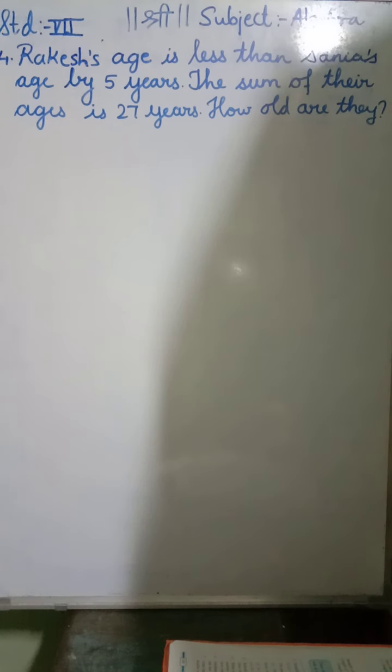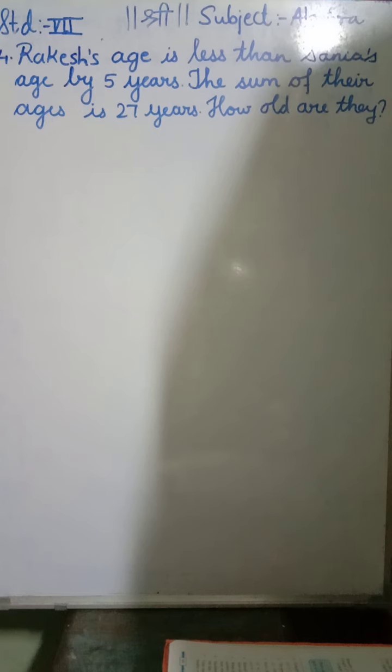So students, now we'll continue with practice set 36. You can open your textbook on page number 60. The fourth question: Rakesh's age is less than Sania's age by 5 years. The sum of their ages is 27 years. How old are they? So first we'll write the given.